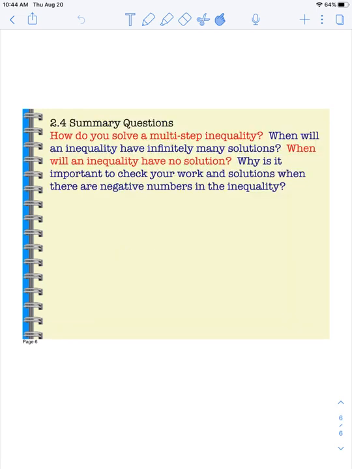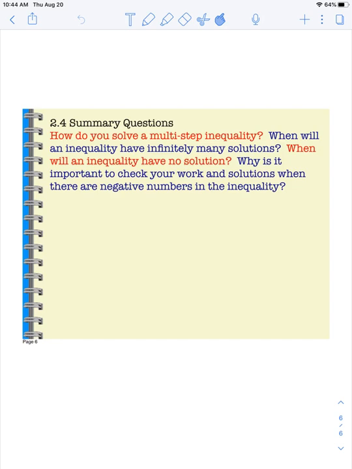All right, let's wrap up with some summary questions. How do you solve a multi-step inequality? Well, we're doing GEMDAS backwards, we're using inverse operations, and we're remembering that if we divide or multiply by a negative, we have to flip the sign.